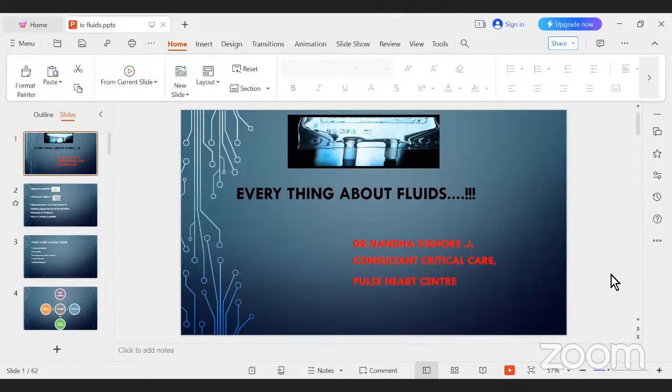Summarizing where each fluid stands and where each component of each fluid stands. Saline, of course, has been the first fluid ever developed, and it has withstood the test of time. Although people believe it's unphysiological, it still has become the mainstay of fluid therapy. A lot of people use it.